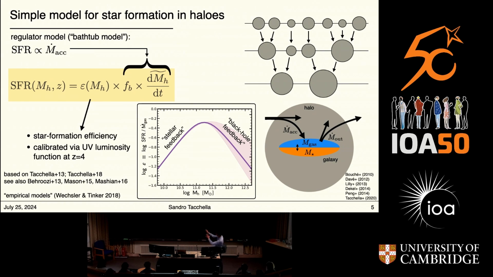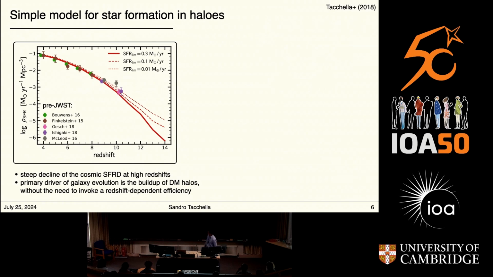So again, this is what we would assume is a constant star formation efficiency model where there is no redshift evolution of the star formation efficiency. How well is such a model doing? So this is pre-JWST data. You can see here again the cosmic star formation rate density. This is redshift. We calibrate the model at redshift 4, so we are fitting that data point perfectly. And this model then very naturally reproduces the evolution of the cosmic star formation rate density to earlier times.